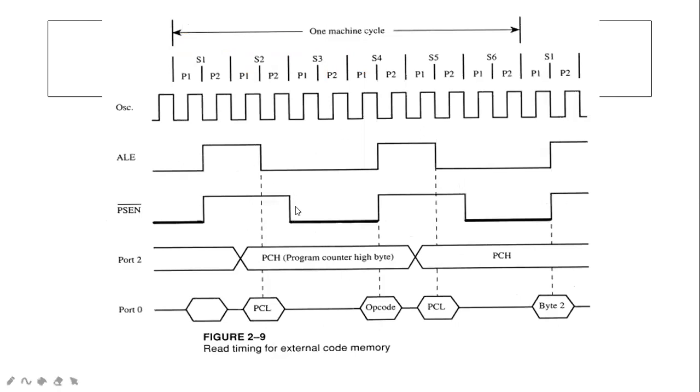See, this is a waveform. These are the machine cycles. When ALE is high, it means the program counter lower byte is on the address lines, and these are the program counter higher byte. When ALE is low and PSEN is low, the ROM outputs data. That means it accesses the data.